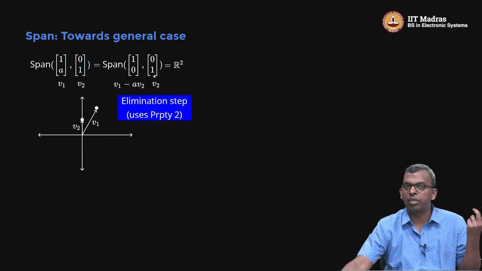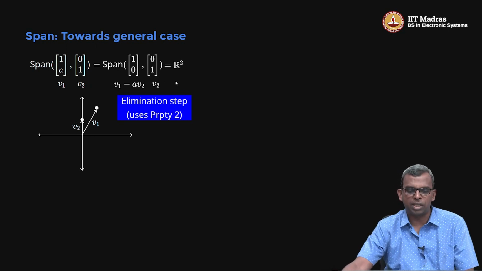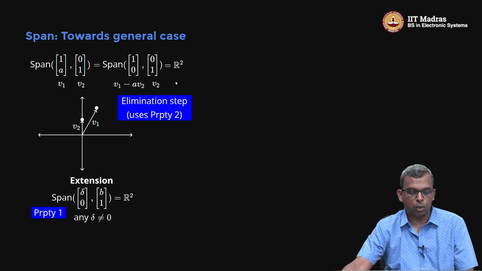We had (1, 0), (0, 1) very easy, but (1, a), (0, 1) is also R2. You can prove it in various ways, but I'm just showing you the general method of elimination, and we haven't yet used scaling. I'm going to use scaling shortly. Okay, so let's look at one more case.